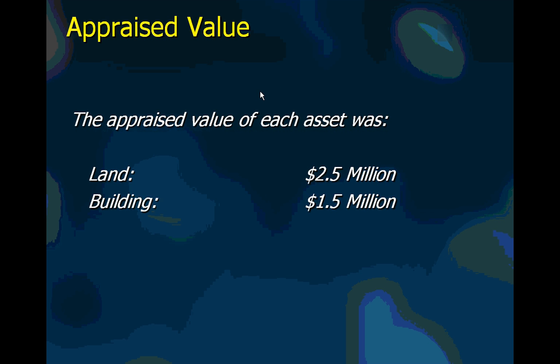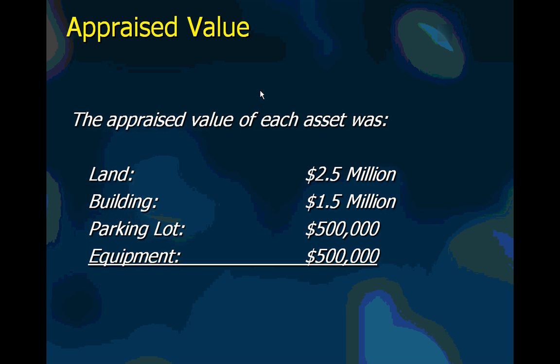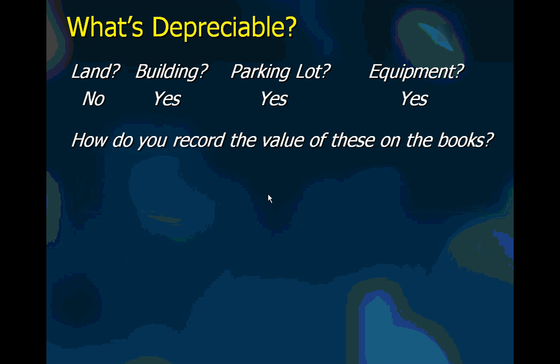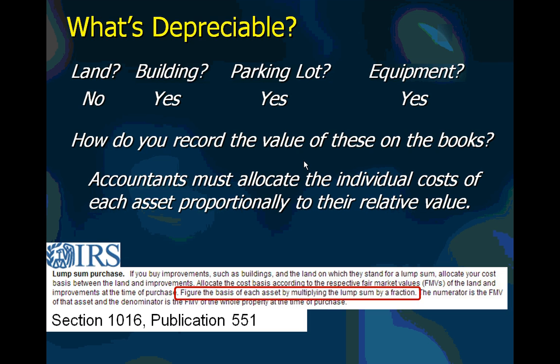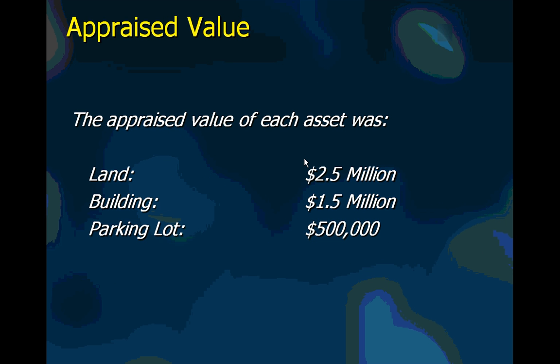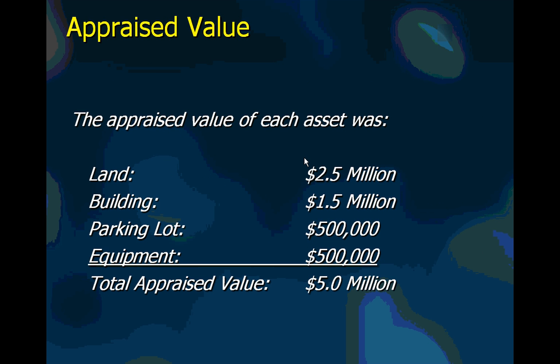The appraised value of each asset fell out like this, and that totals $5 million. Now remember, the purchase price I think was only $4 million, right? If we go back, wasn't it just $4 million? I think it was right here, $4 million. So we got to be careful about that. Want to make sure that the appraised value is not the same as the purchase price. If you buy things in lump sum, multiple asset classes, one large deal, you typically get a deal. You typically get a good price. Okay, so keep that in mind.